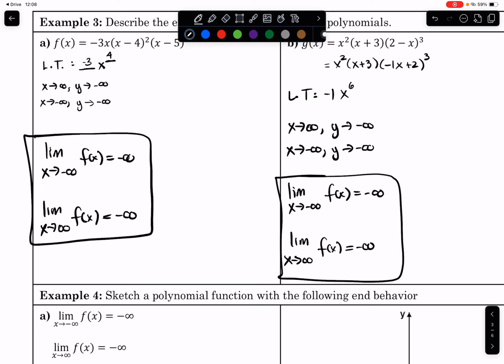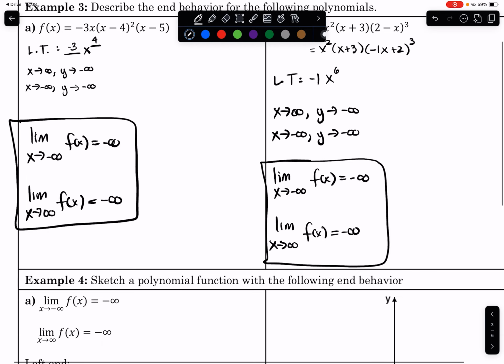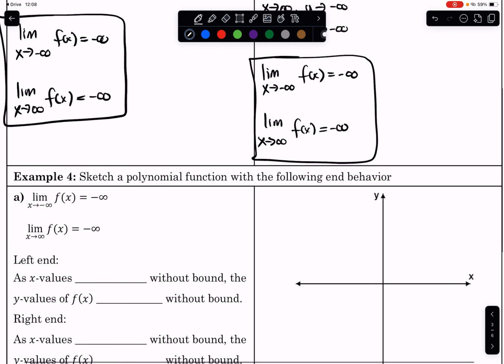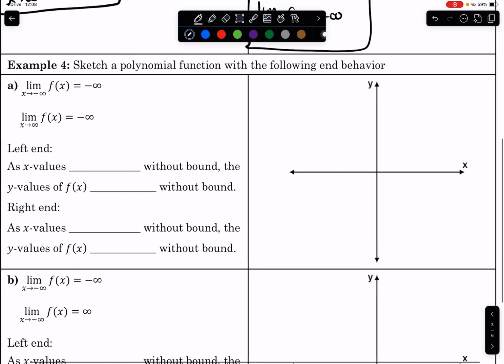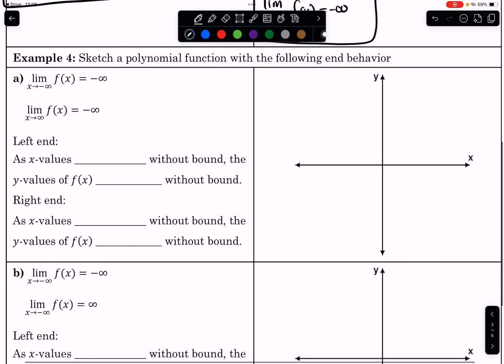Okay, now let's use this idea and let's again reverse engineer this concept in order to sketch a graph of a polynomial function with the following end behaviors. So for this example, part A on example 4, notice again, the first thing would be to define and know the difference between this and this. This is why I want you to practice to reverse engineer this.